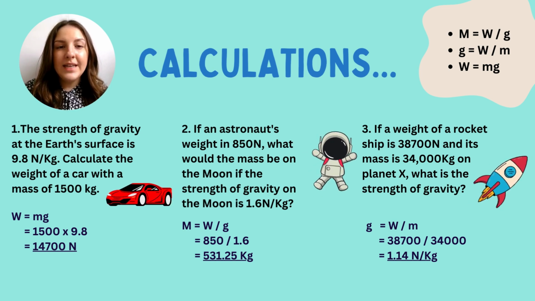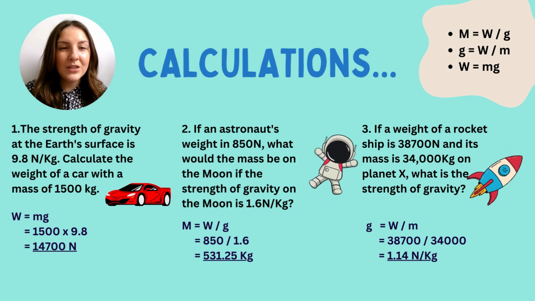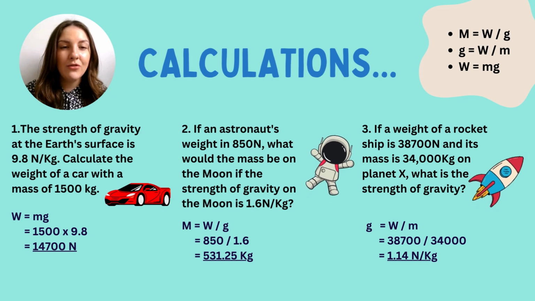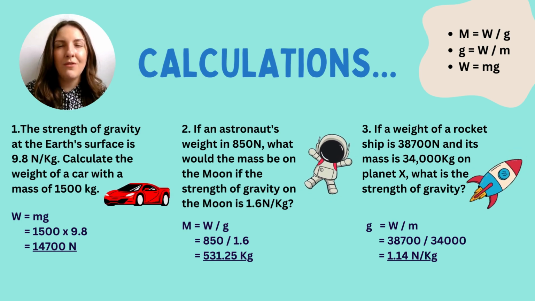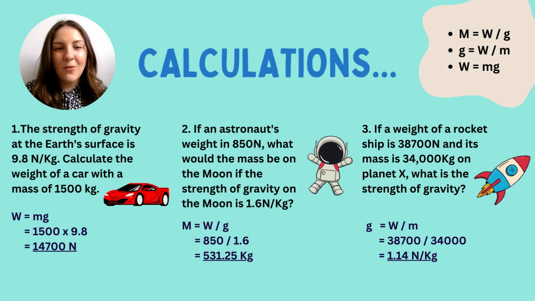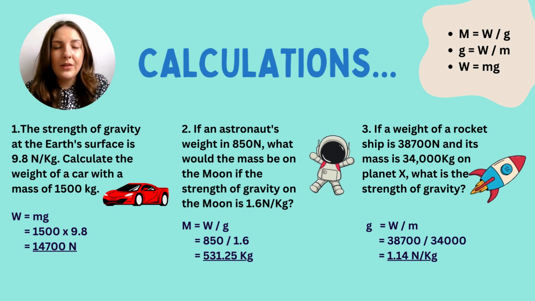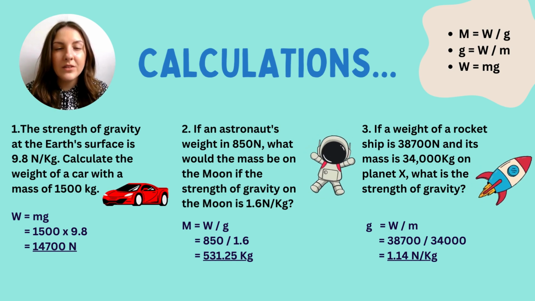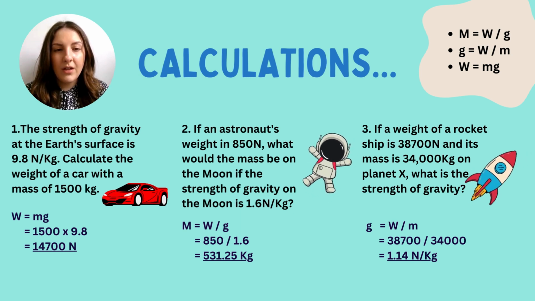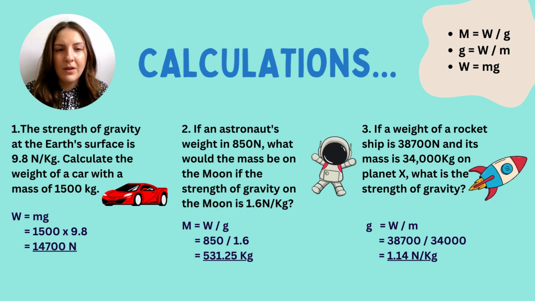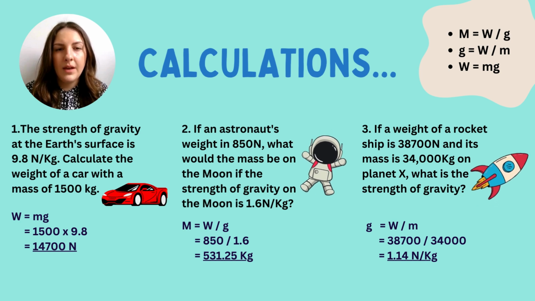So the third question, it's asking us if a rocket had a weight of 38,700 newtons and its mass is 34,000 kilograms, which is very, very big, on planet X, what is the strength of gravity? So we can do this by using the equation G equals weight divided by mass. And we're just going to pop those numbers in again. So we've got 38,700 divided by 34,000, and we get an answer of 1.14 newtons per kilogram.